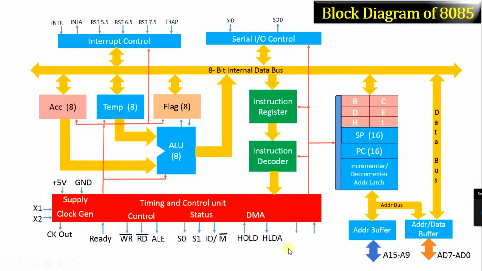Next are the DMA control signals. Here are 2 signals, HOLD and HOLD acknowledgement. HOLD and HOLD acknowledgement are for the DMA controller. It is called direct memory access. I will tell you about this in detail in further lectures.